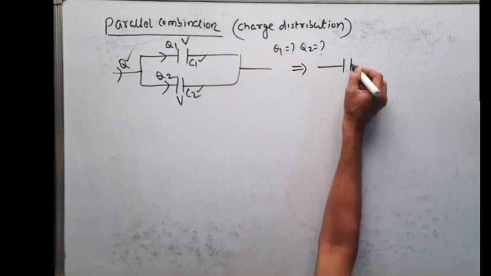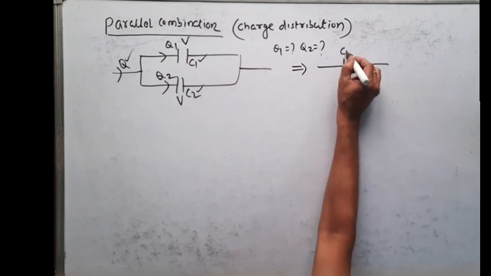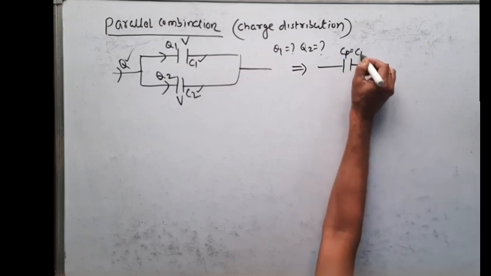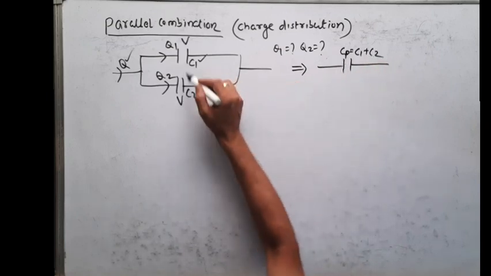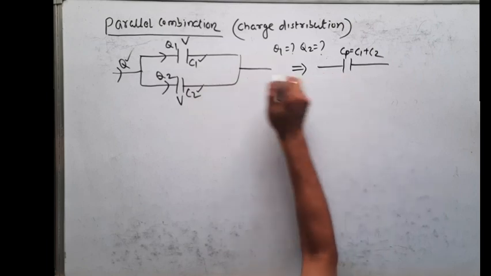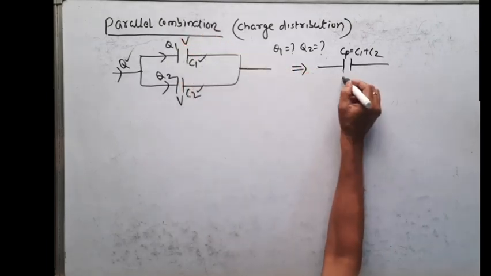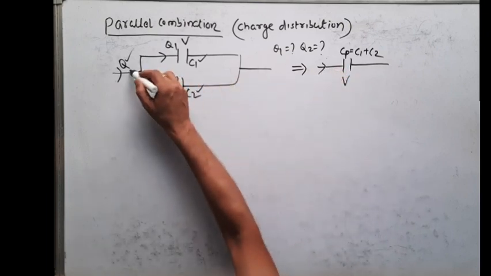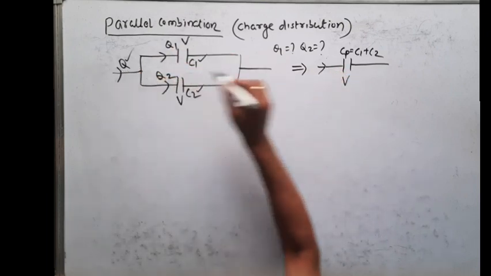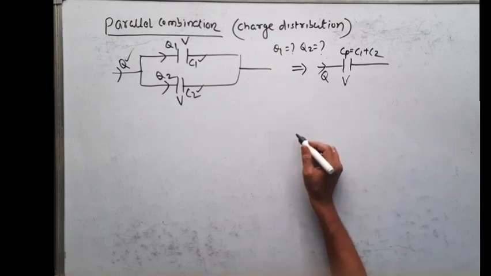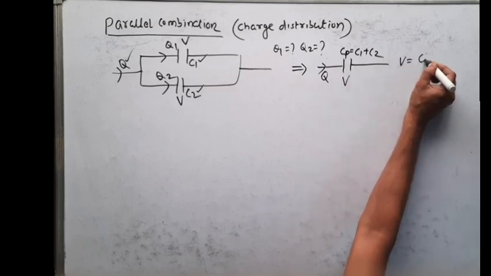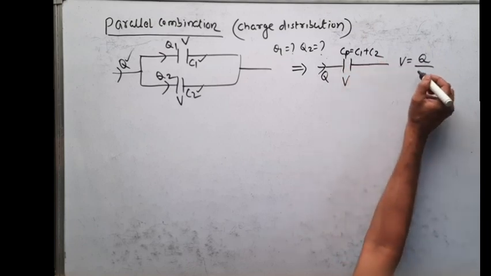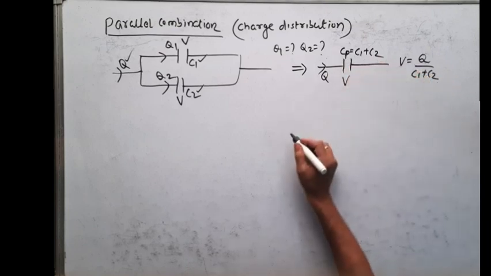So you see, these two capacitors are connected in parallel. So what is the equivalent capacitance? Equivalent capacitance is nothing but Cp is equal to C1 plus C2. Cp means equivalent capacitance in parallel connection. Here the voltage across both is the same, and the total charge given to the two capacitors is Q. So I can write, what is V? V is equal to Q by total capacitance, that is C1 plus C2. So this is your V.